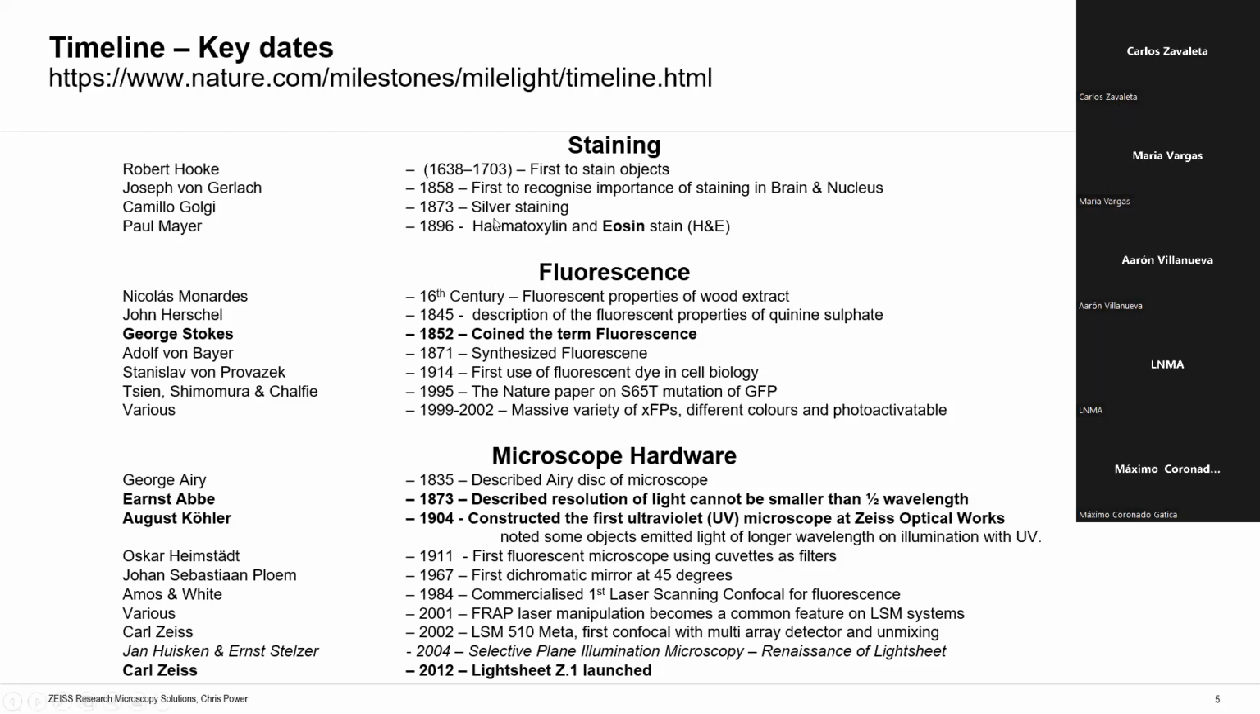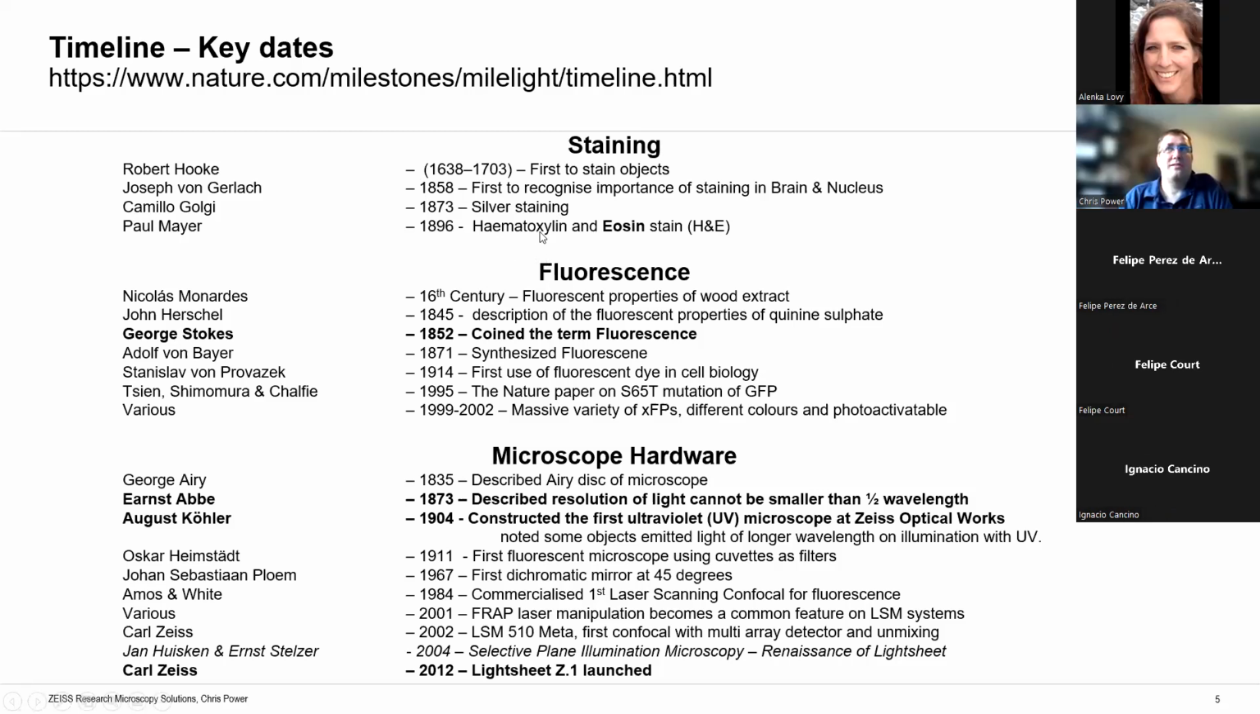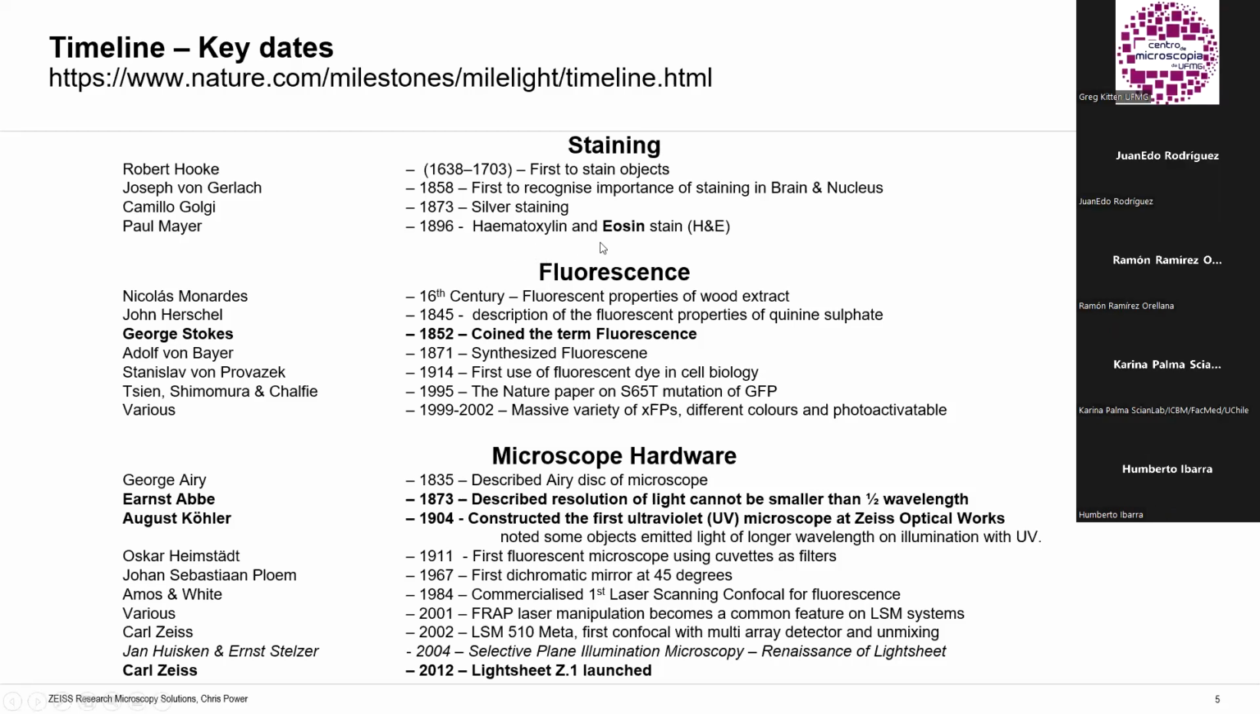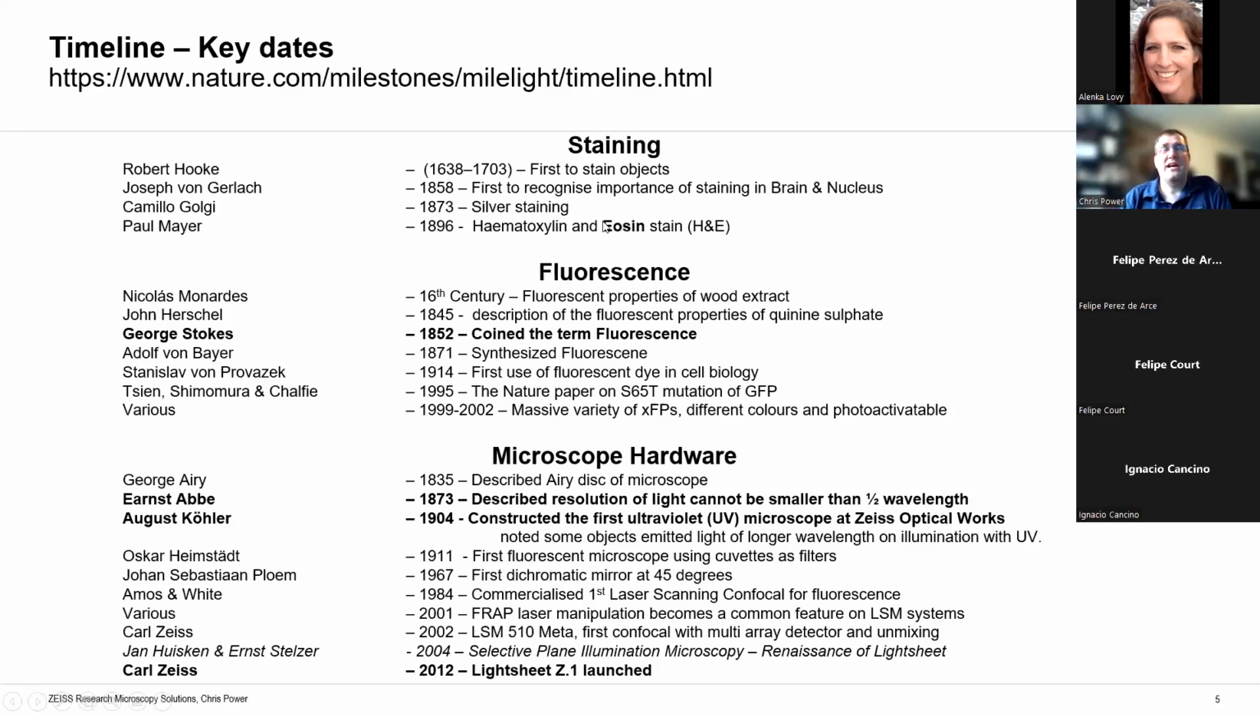So staining in microscopy was coming along. I'm not going to talk in depth about that, but eosin, 126 years ago, being the first real fluorescence label. But that was actually invented before fluorescence microscopy. So fluorescence was going on here, but fluorescence microscopy really started in 1904.